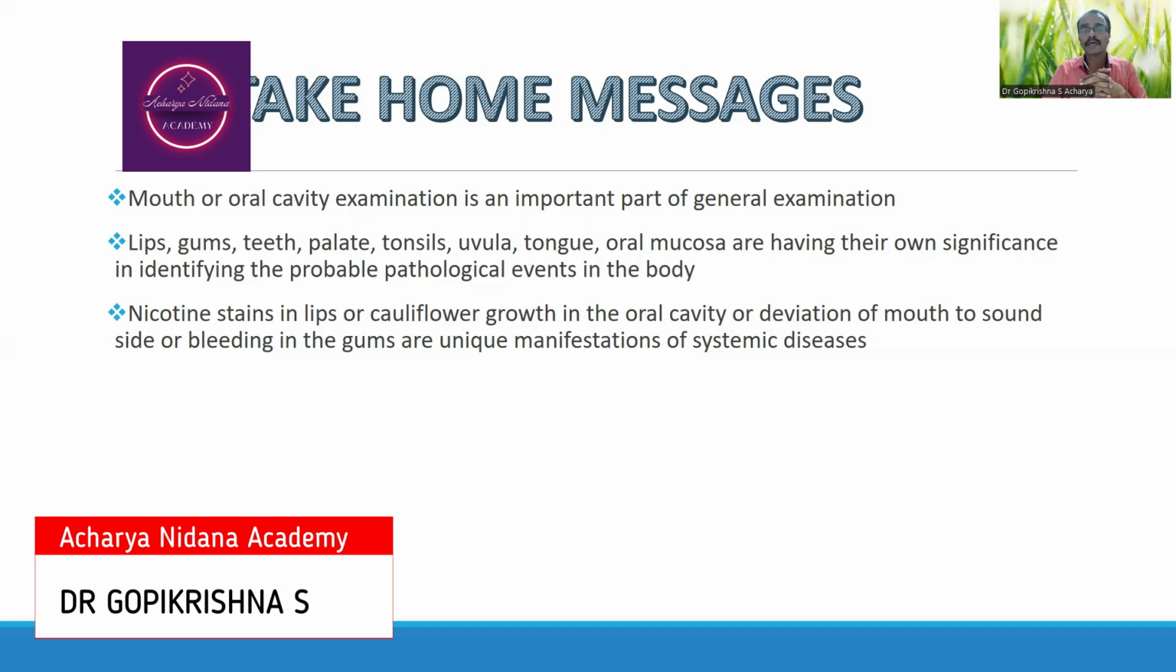For example, nicotine stains on the lips may indicate chronic chain smoking. Cauliflower growth in the oral cavity may indicate oral cancer. Deviation of the mouth to the normal side may indicate facial nerve palsy, or bleeding gums may indicate vitamin C deficiency or scurvy.